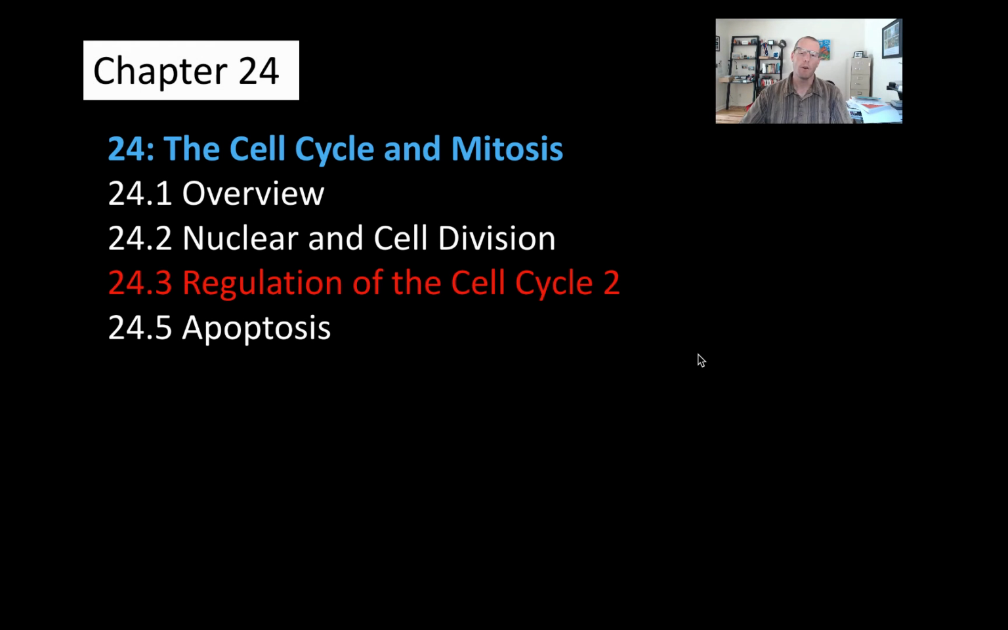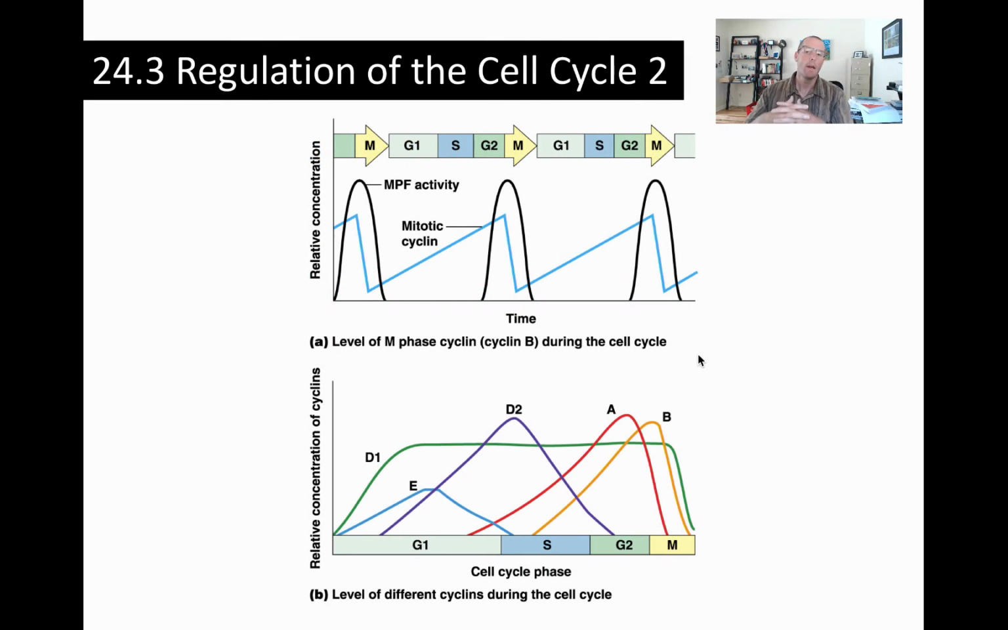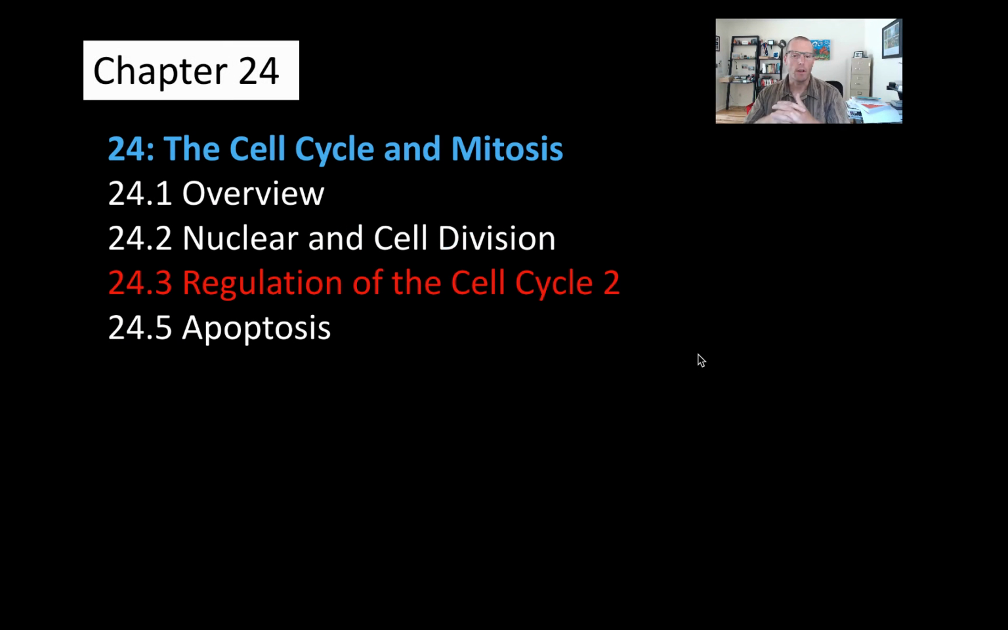This is our second part of looking at the regulation of the cell cycle. So let's get right into it. Well, actually, let's think a bit more generally to start with before we get carried away. The cell cycle is largely controlled by the phosphorylation of target proteins.